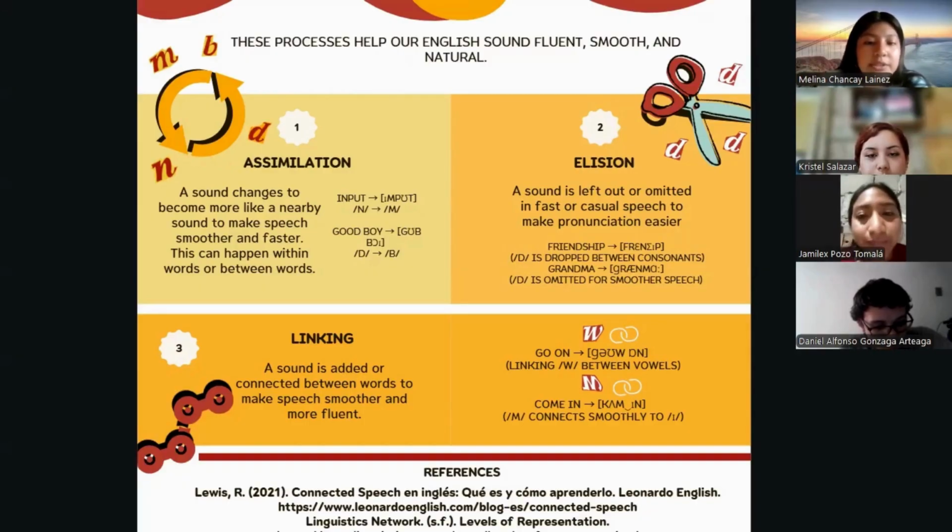We think it's important to recognize elision because it affects the pronunciation, even though the meaning stays the same. And it can vary depending on the speed at which we speak when we communicate with others.